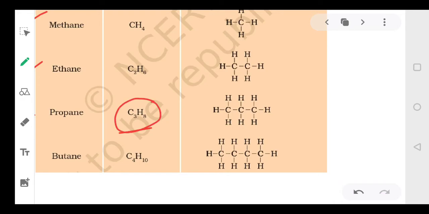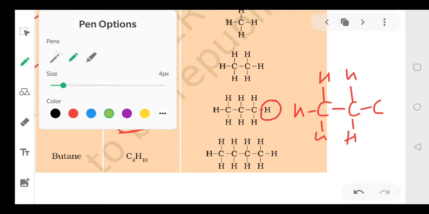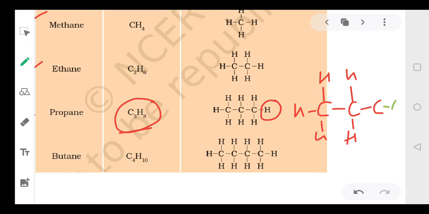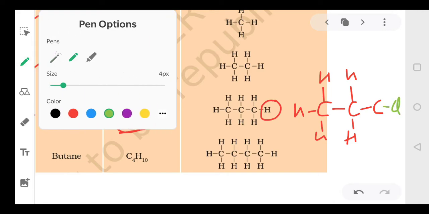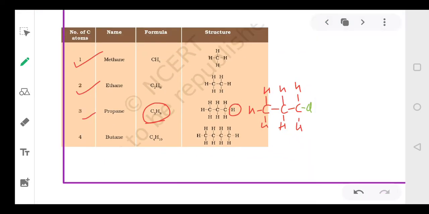I hope you remember what we have to do. This hydrogen atom, what do we have to replace it with? With a chlorine atom. So what will the formula become? C3H7Cl. Rest all things will remain the same. बाकी सारी चीज़ें सेम वैसी ही रहेंगी. Let's use a different color. So this will be your chlorine. This will be the same hydrogen, right?